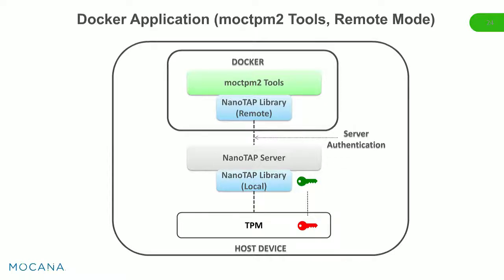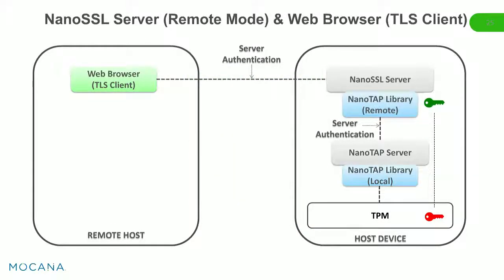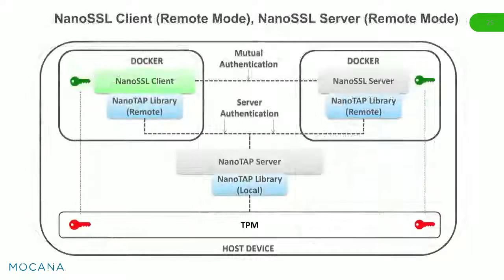Right. So NanoTap is our abstraction layer. So there would be a NanoTap library on the remote side within the Docker container. We'd establish a secure connection to the NanoTap library that can talk to the TPM locally, and we have a server between there. But effectively, we are able to now take either TLS sessions and Docker containers and enable those to use the TPM and do it in a secure way.